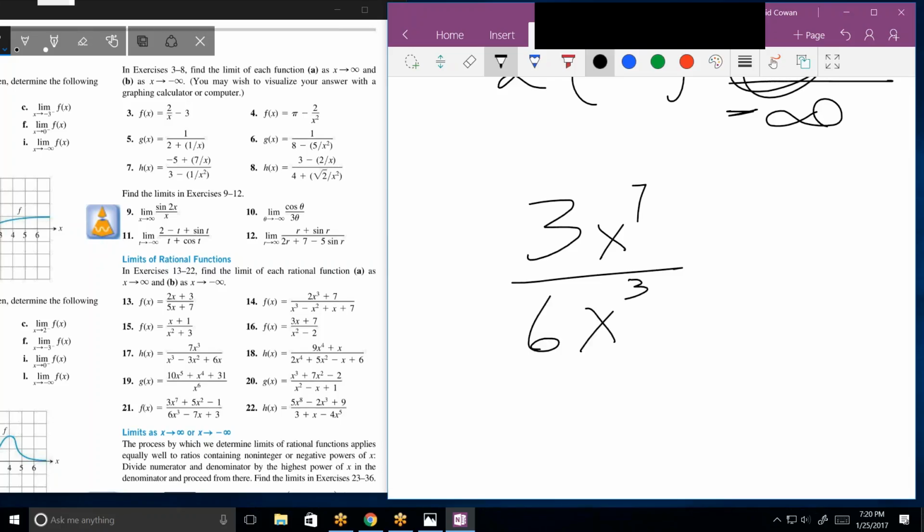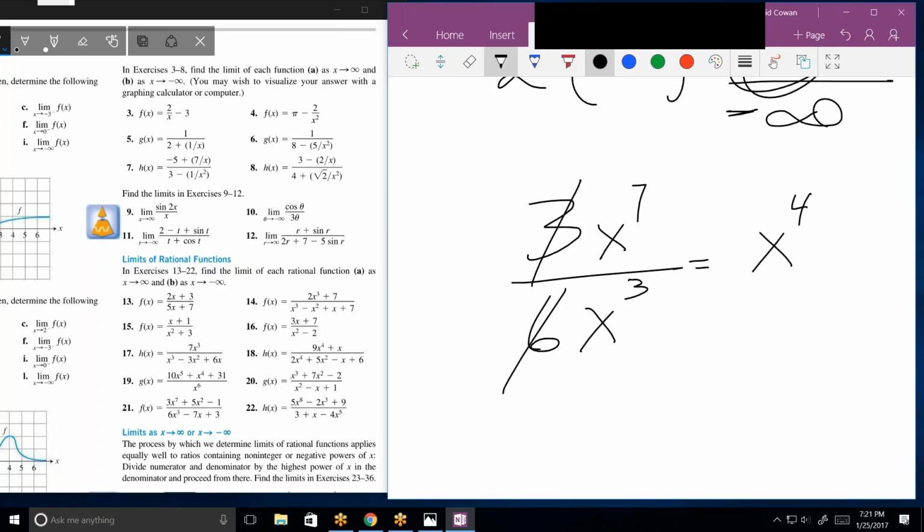Well, the 3 and the 6 don't really matter. If I just took x to the 7th and divided it by x to the 3rd, I would get x to the 4th. What does that do as you go to infinity? It goes to infinity. Okay. Now I see what you're talking about. So there's only 3 situations. There's the situation where the exponents are the same, then it's the ratio of the coefficients. Second situation is the exponent in the top is bigger than the bottom. That always blows up to infinity. And the third situation is if the bottom is bigger than the top, that always goes to 0.